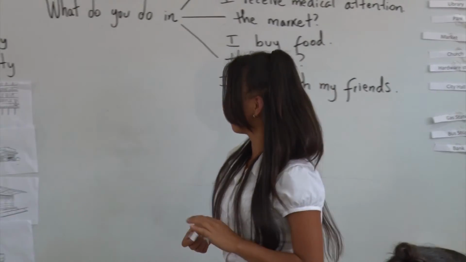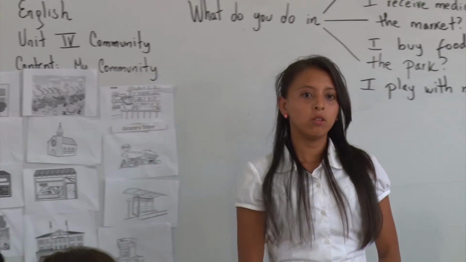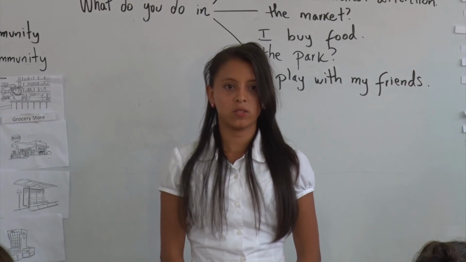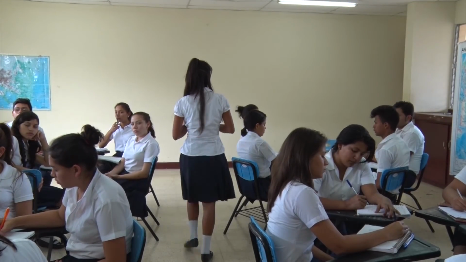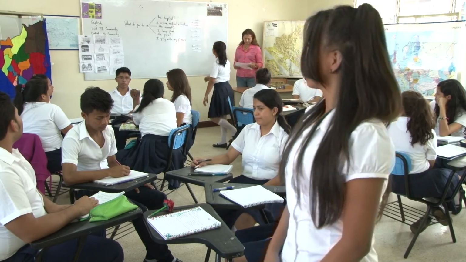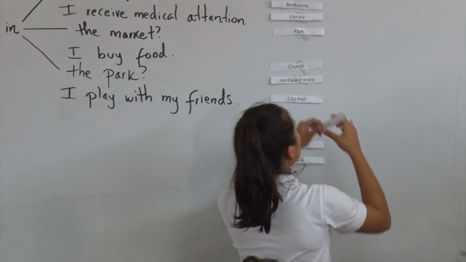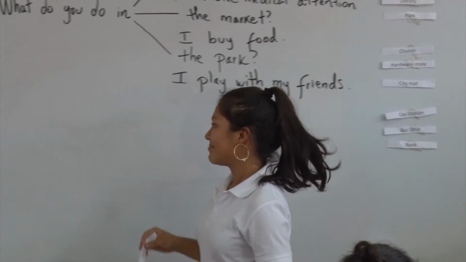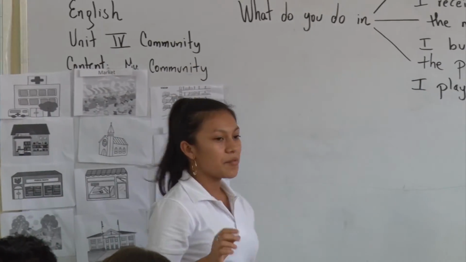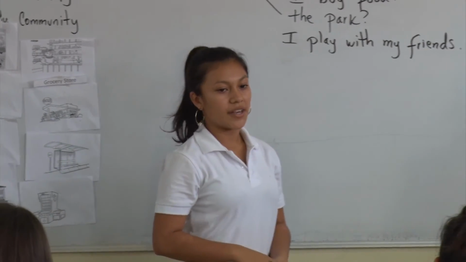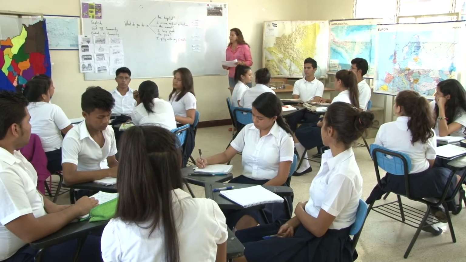Grocery store. I look for cookies in the grocery store. Good. Now, Diamondelis. I buy fruits and vegetables in the market. Excellent. Now, Sandra, come on.